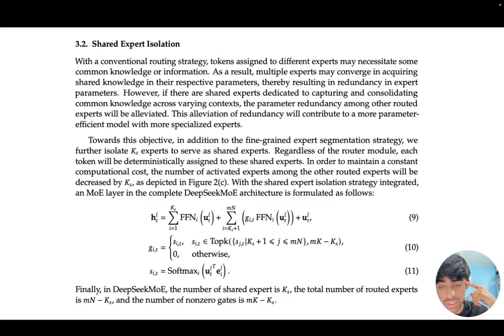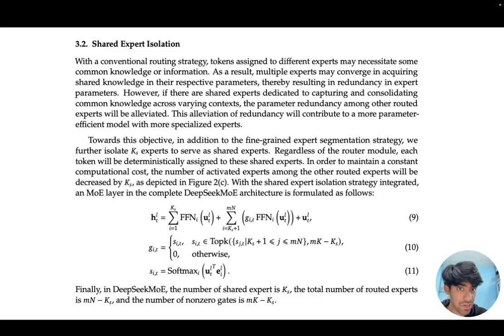This shared expert isolation. I have taken the exact part from the paper itself because I think they have done the best explanation possible. I'll just read it, and if you want to pause and read it, you will get to know what exactly they are trying to convey. With a conventional routing strategy, tokens assigned to different experts may need some common knowledge or information. As a result, multiple experts may converge in acquiring shared knowledge in their respective parameters that we have been talking about. The first problem, knowledge hybridity, is solved. Now coming to the second problem, knowledge redundancy. Now we need to solve this.